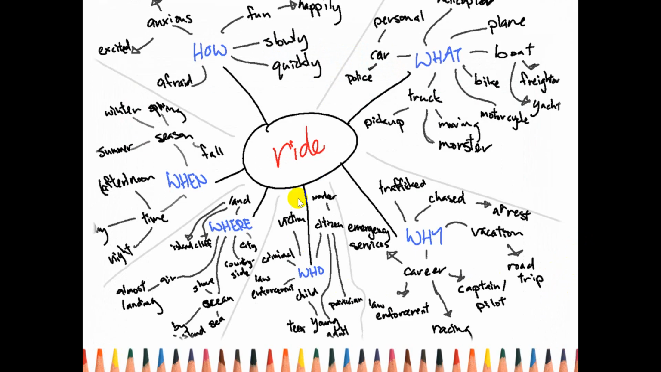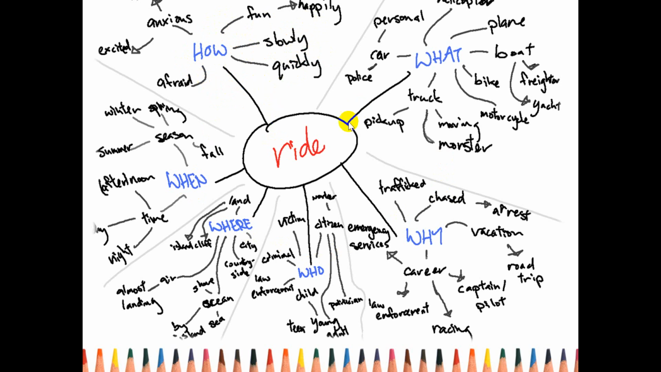So this is the example of clustering. For example, you can make questions like how, what, why, who, where, and when. And then for how, you can write more words. For example, how do you feel about writing? Okay, fun, slowly, quickly, afraid, anxious.